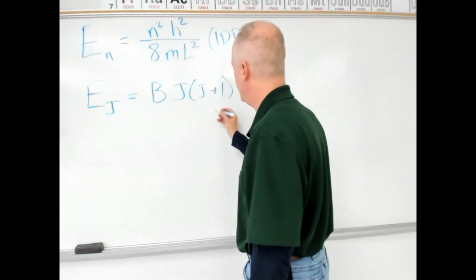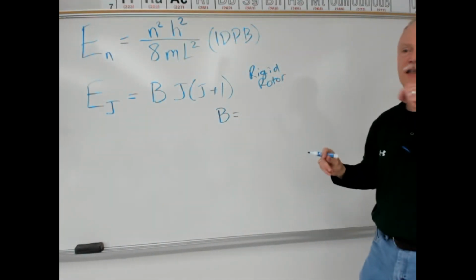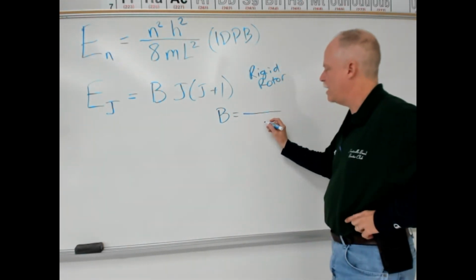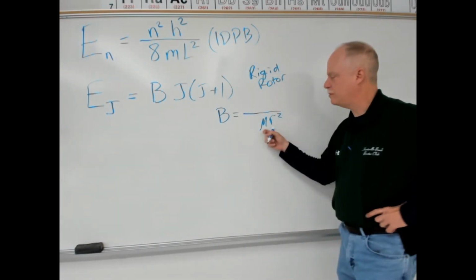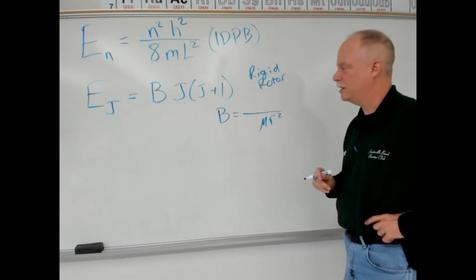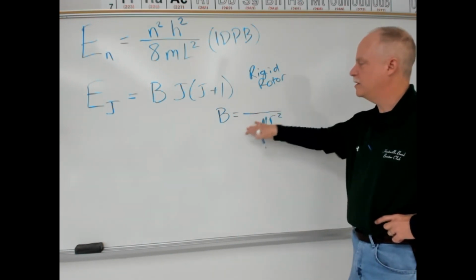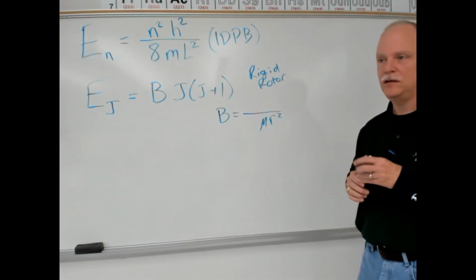Let's go ahead and write B. Now this one I need some help on, so find this in your notes. I know in the denominator it's got mu r squared. That's how it depends upon the reduced mass and the bond length. This is for a diatomic that we're talking about. But it's got some other stuff in here, so where are my constants? You have your notes with you?